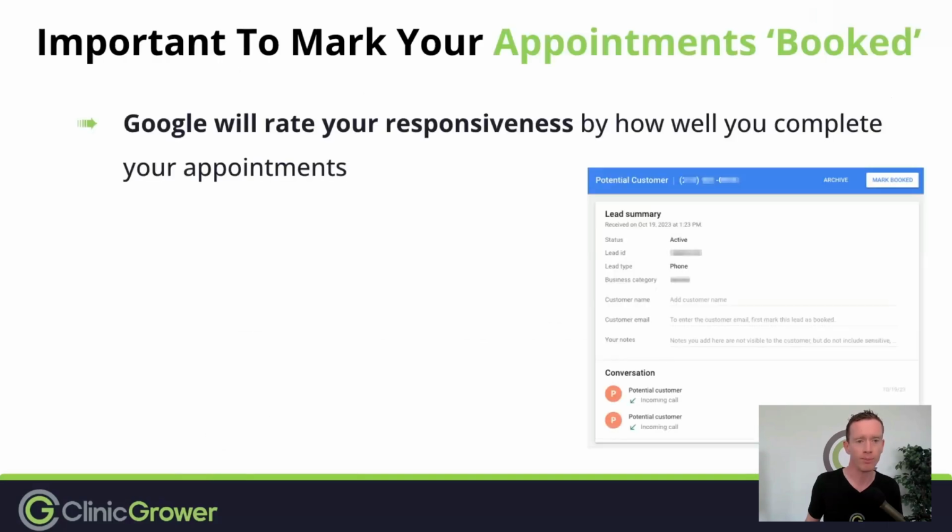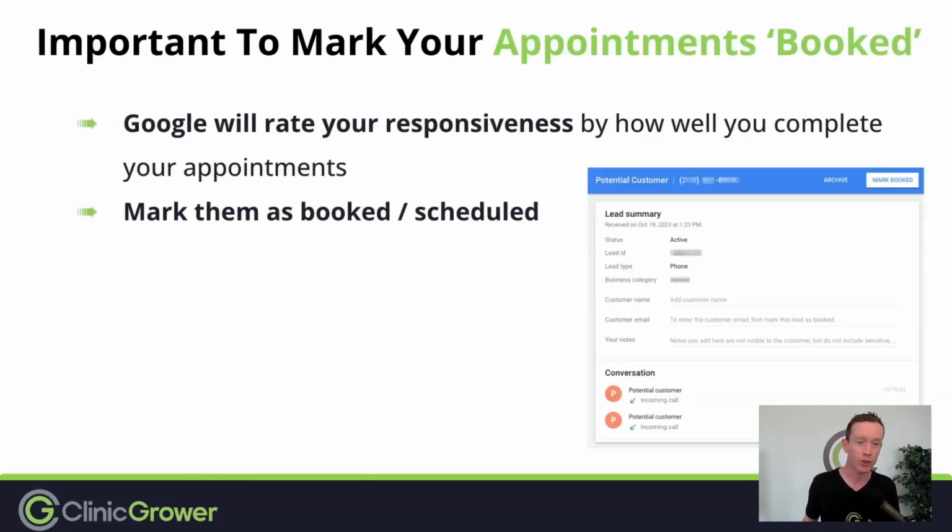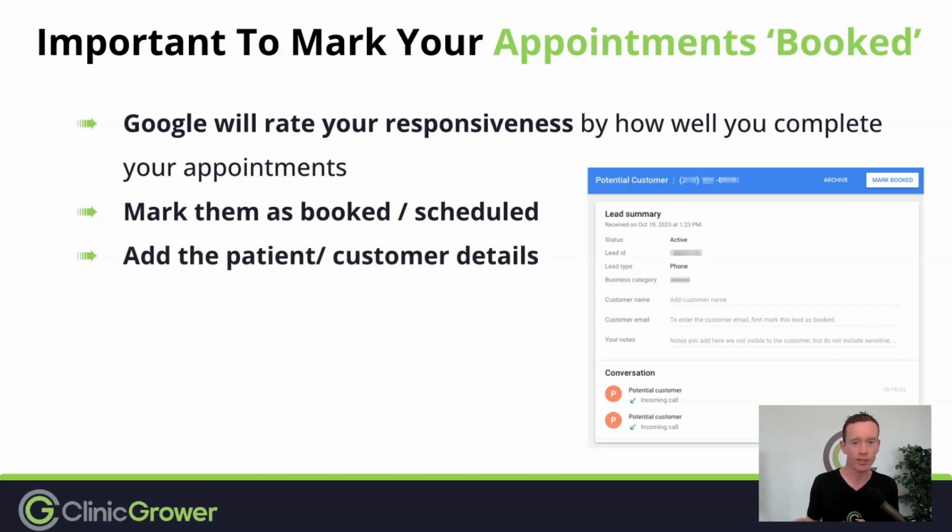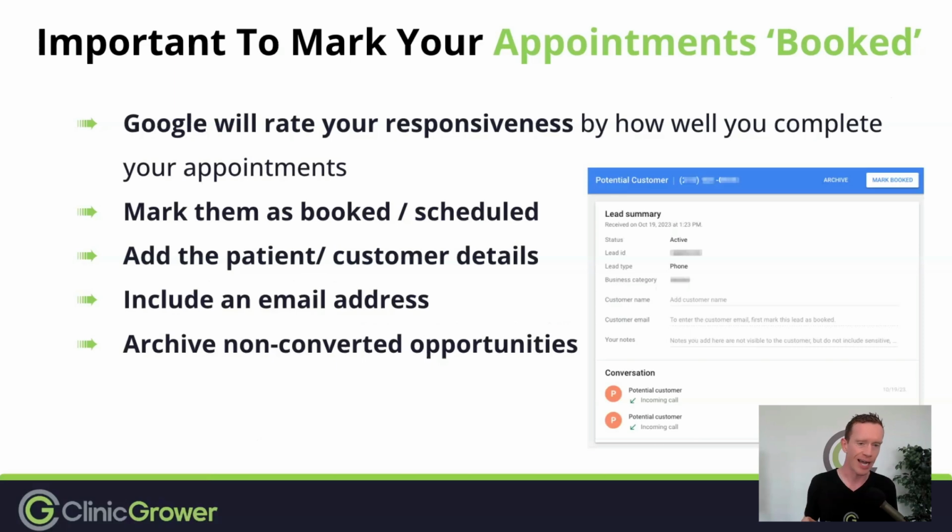So important to mark the appointments booked. As we said, Google rates your responsiveness. Mark them as booked, scheduled. Patients and customer details are in there. There's the opportunities to keep notes. So we want to make sure that we're keeping that updated. Include an email address. We can enter that in the system once we speak to the patient, and also archive any non-converted opportunities as well. Google is looking for a quality score to make sure that their tool, their system is being managed effectively. So again, making sure that you have a team member who stays on top of it.